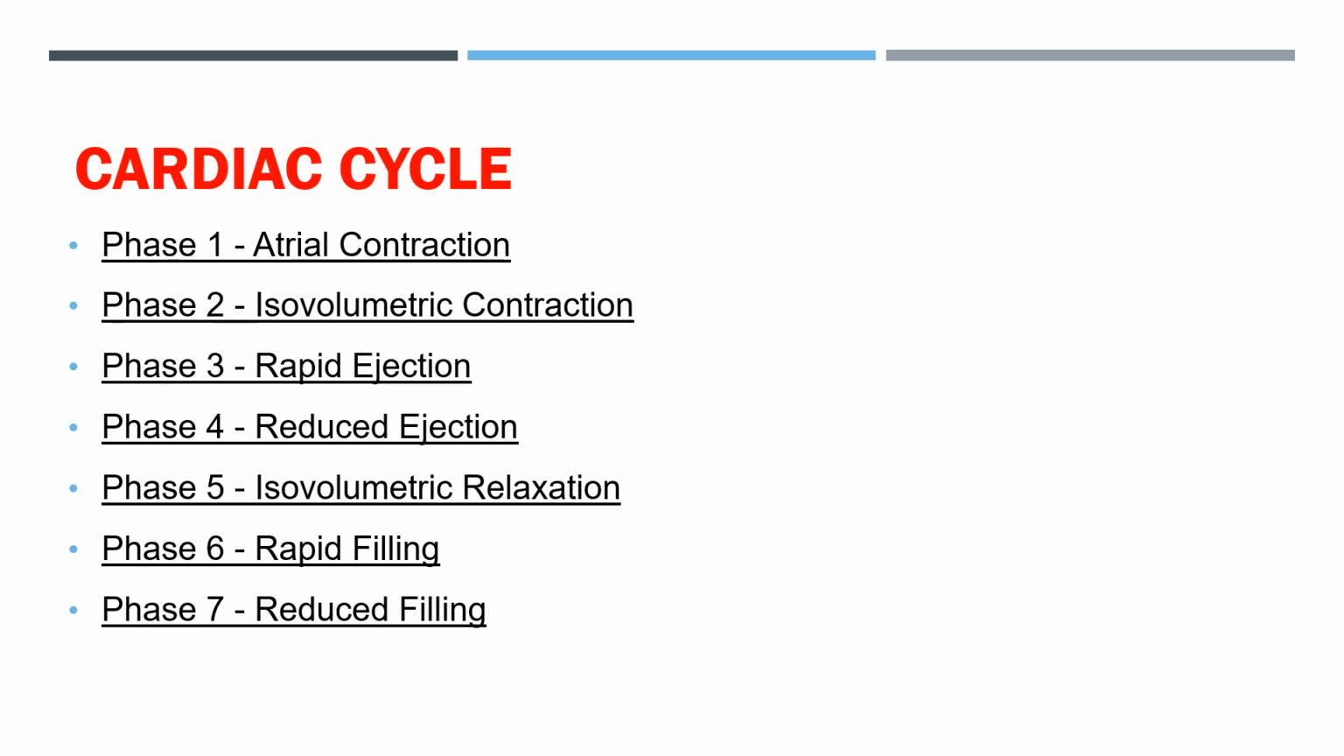The total duration of the cardiac cycle is 0.8 seconds. One cardiac cycle lasts 0.8 seconds, and the systole is 0.3 seconds and the diastole is 0.5 seconds.